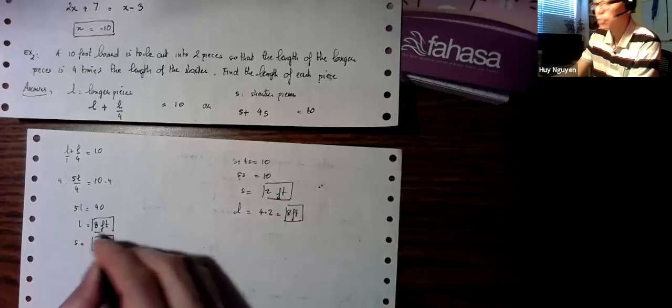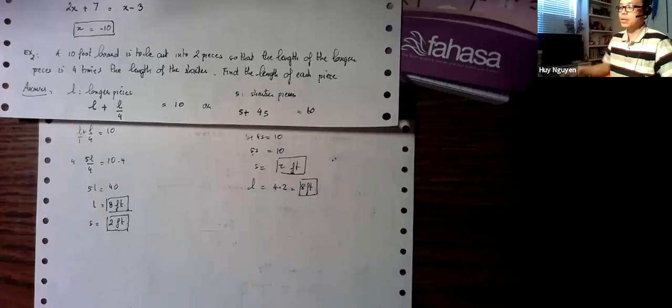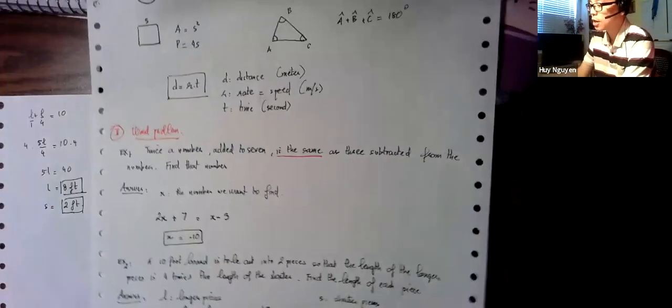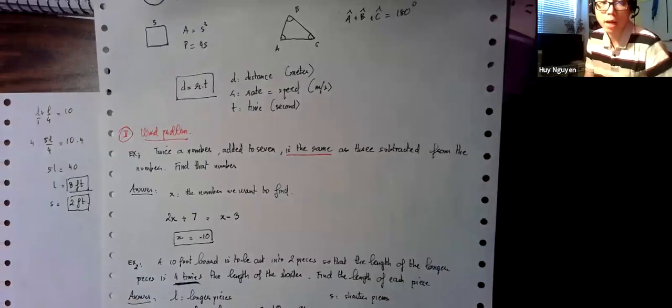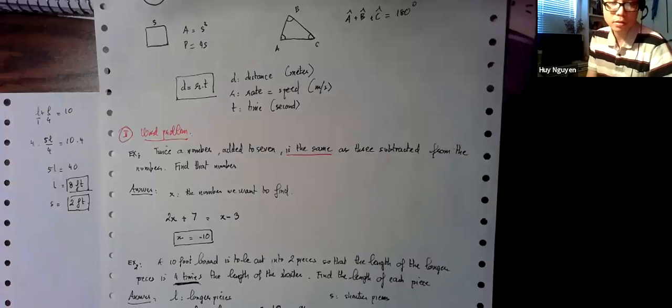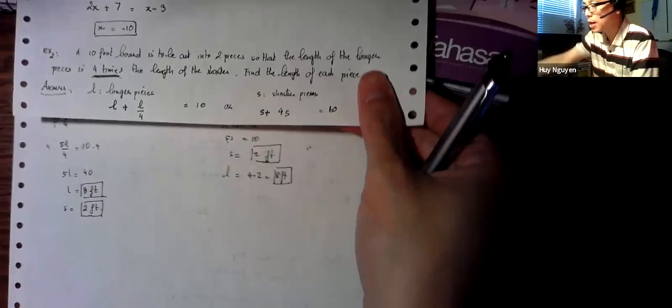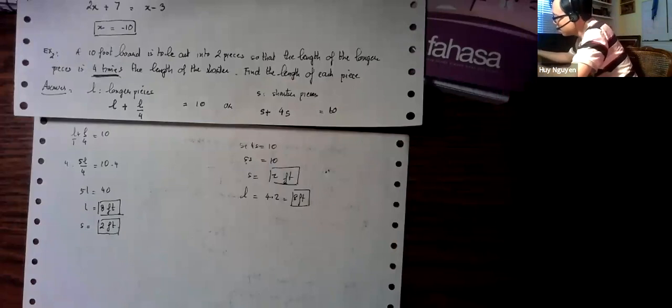So either way, you can set up either way in order to get the longer piece first or the shorter piece first. Remember, 4 times, I mean 4 multiplied by or divided by 4, it depends on what variable is inside your equation. All right, so that's the second example. There are a lot of these. Let me see, I can do one more.